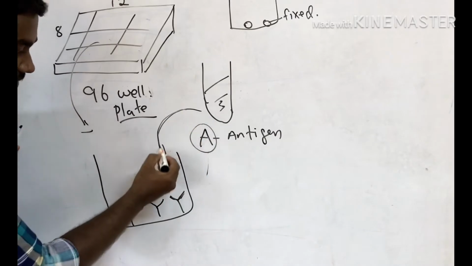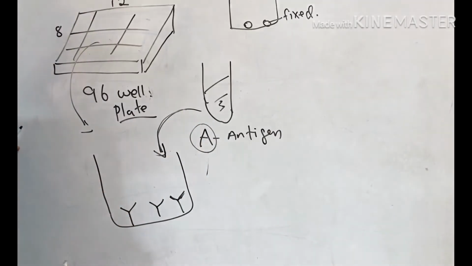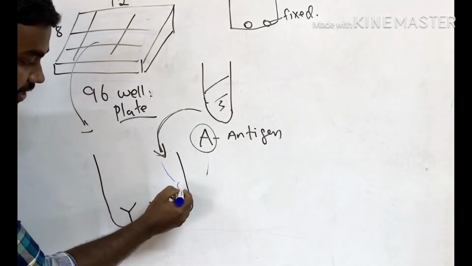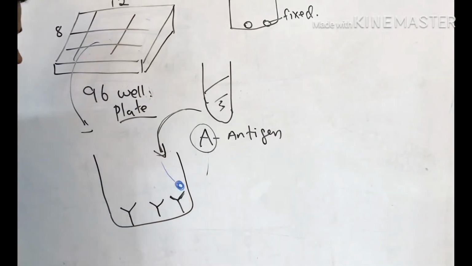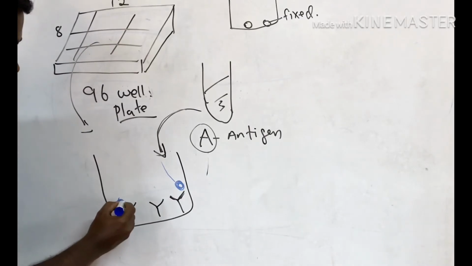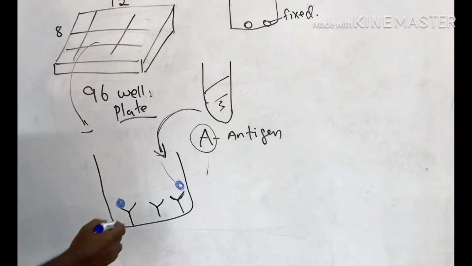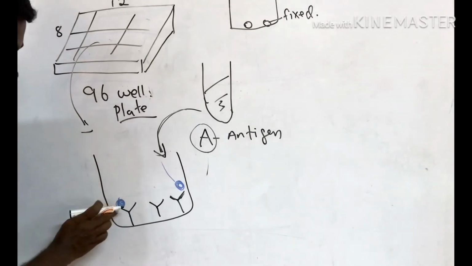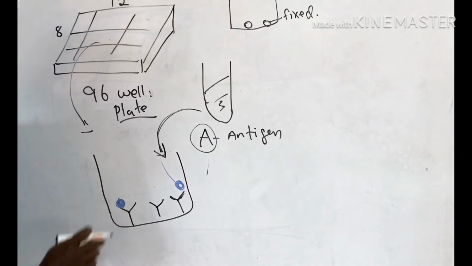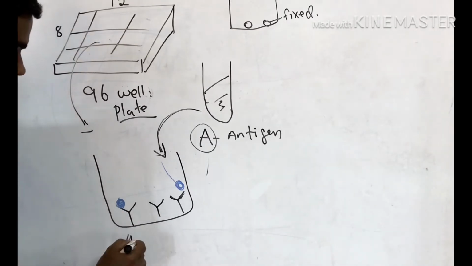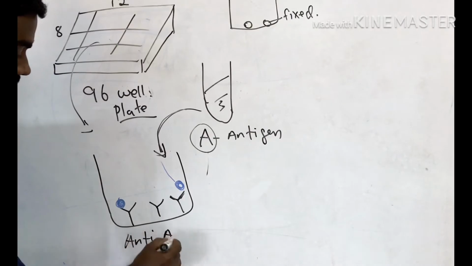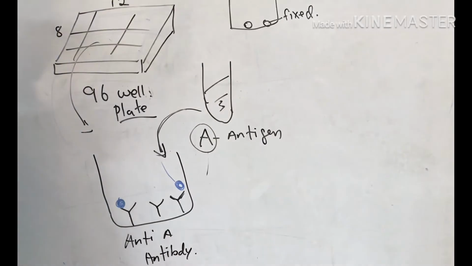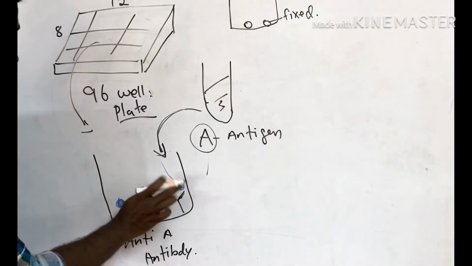Once I add this antigen into this well, what will happen? This antigen will come and attach through one epitope. There are several epitopes in these antigens, so one epitope will come and attach with one anti-A antibody. Okay, now it will attach.